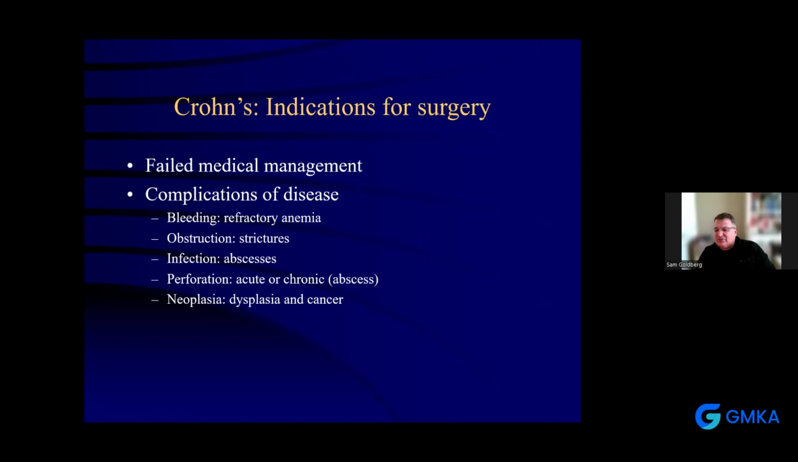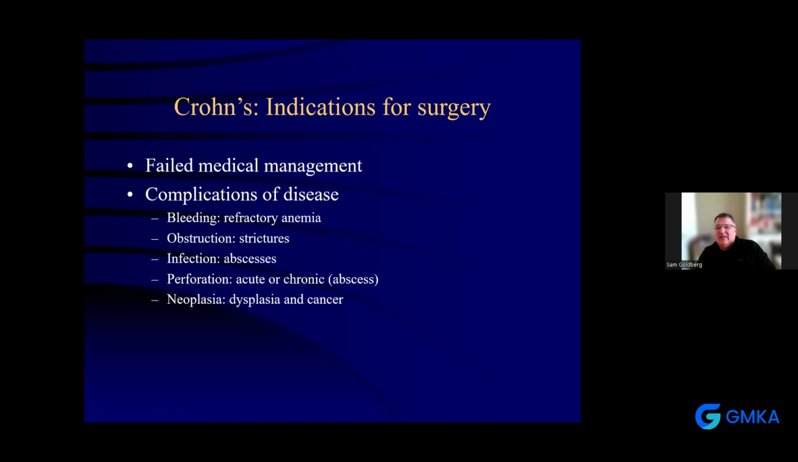So what are the indications for surgery for Crohn's? First of all, failed medical management. They're not getting better with medical management. So that could be many things. They've been on multiple medicines. We've tried all the biologic medicines. It could be that they're on steroids and we can't get them off steroids.